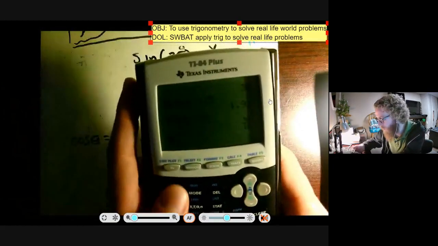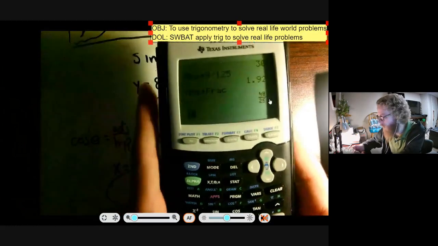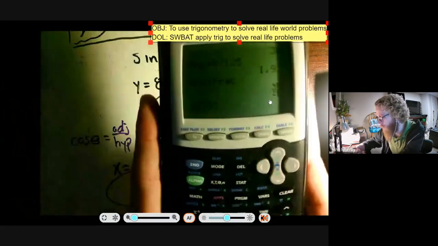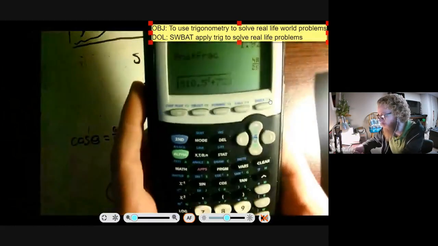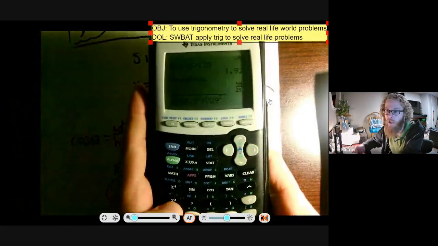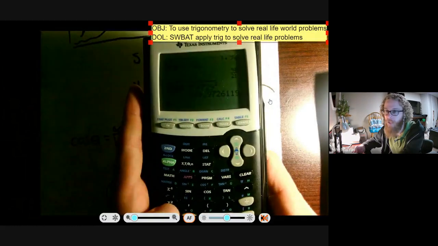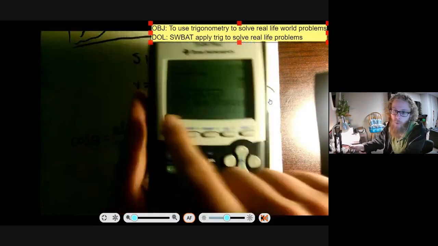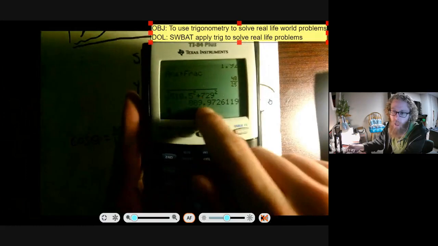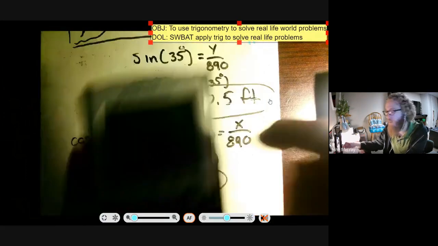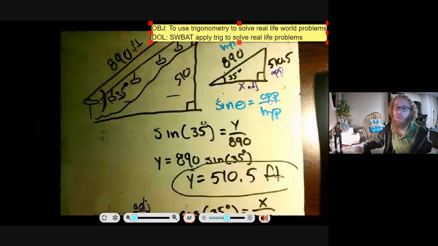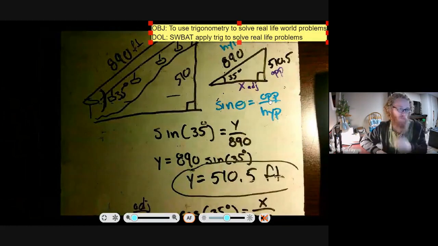So I'm going to do the square root of 510.5 squared plus 729 squared. And that's really close to 890 because we rounded these two. Okay, it's not going to be accurate, but 889.9 is as close to 890 as we're going to get without being exactly precise.